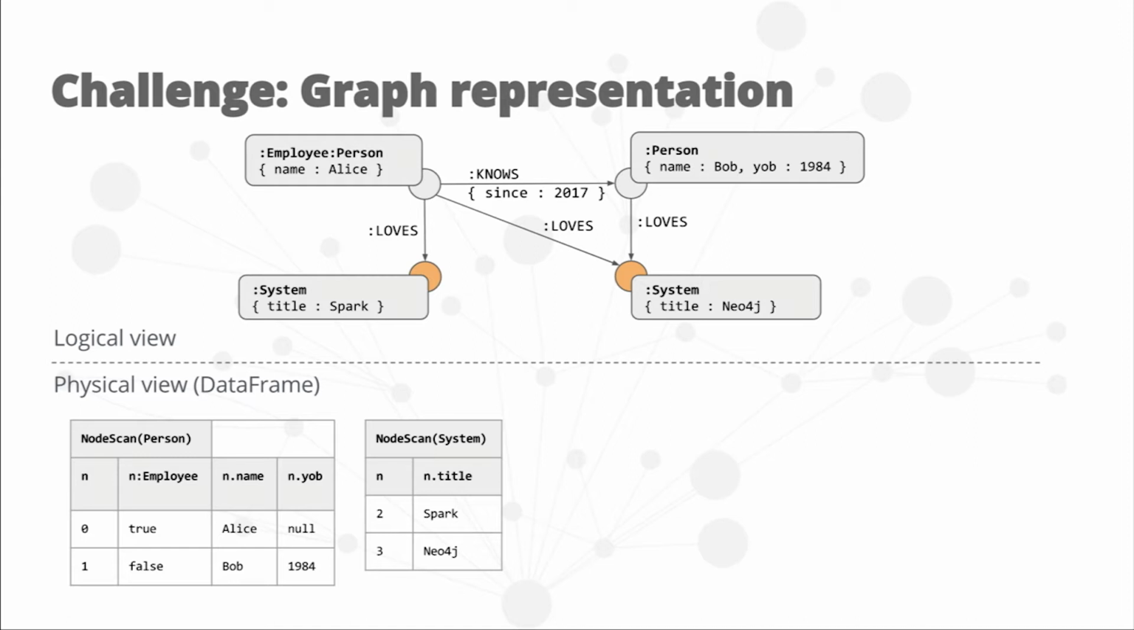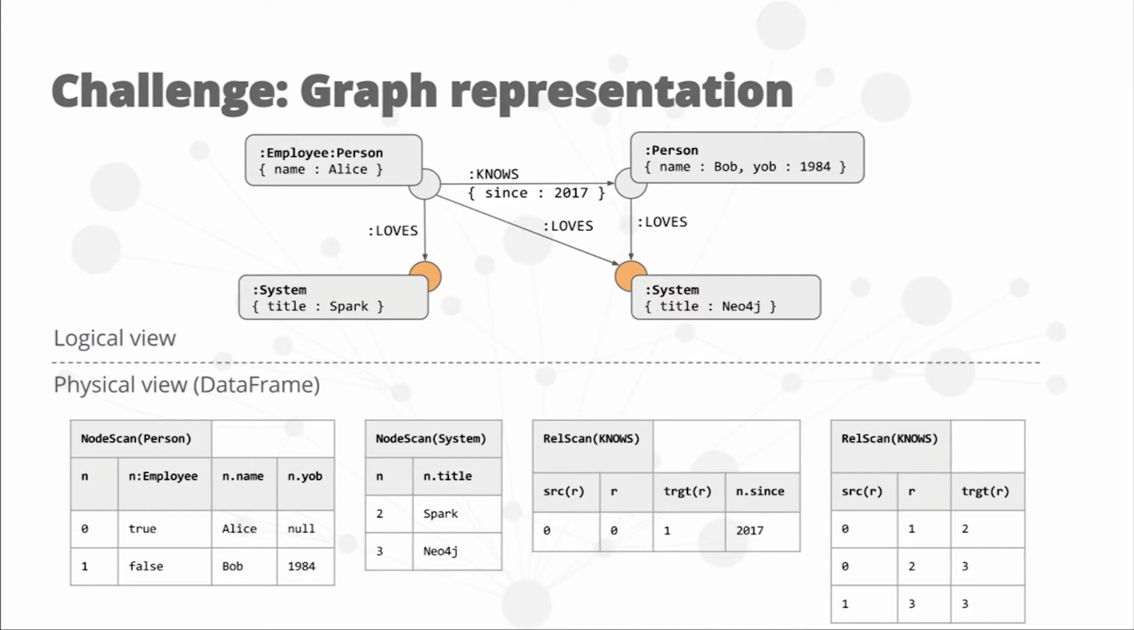And what you can also see, and this relates to the implied label thing that I explained before, is that we don't have an actual node scan for employees, but it's part of the person node scan, because we can decide if a node person is actually an employee, yes or no. And what you also see is that we just store the properties in columns, so it's really a tabular view of the nodes. And you can see that, for example, Alice doesn't have the property year of birth, so it's a null value in that case.